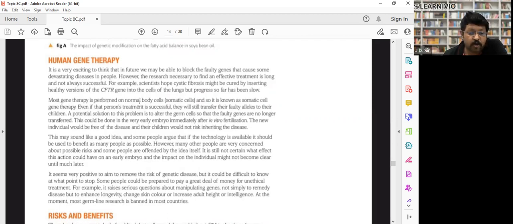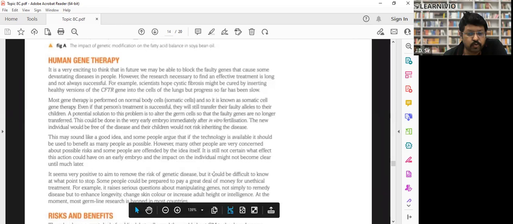Most gene therapy is performed on normal cells, somatic cells, so it is known as somatic cell gene therapy. Even if that person's treatment is successful, they will still transfer their faulty alleles to their children. A potential solution to this problem is to alter the germ cells so that the faulty genes are no longer transferred. Means alteration of the ova and the sperm. This has to be done in the early embryo, immediately after in vitro fertilization. The new individual would be free of the disease, and children would not be at risk of inheriting the disease.